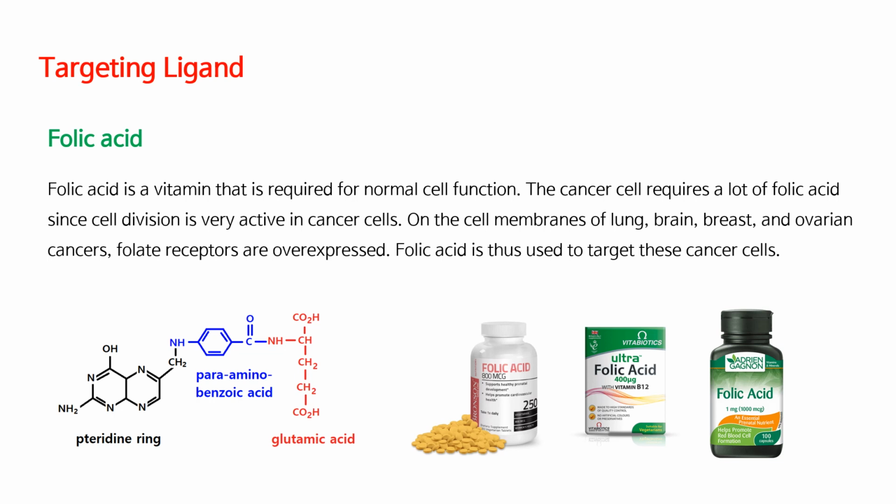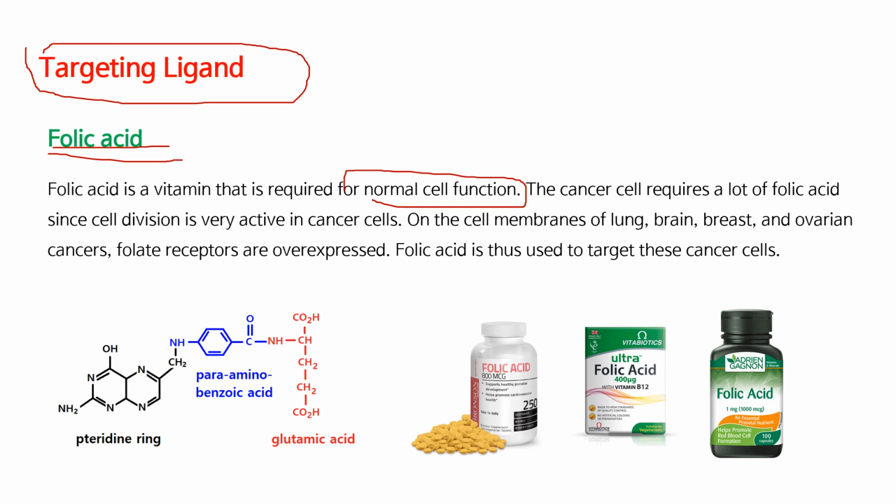Now let's see what kind of targeting ligands are used. The first, folic acid. Folic acid is a vitamin that is required for normal cell function. The cancer cell requires a lot of folic acid since cell division is very active in cancer cells. On the cell membranes of lung, brain, breast, and ovarian cancers, folate receptors are overexpressed. Folic acid is thus used to target these cancer cells.